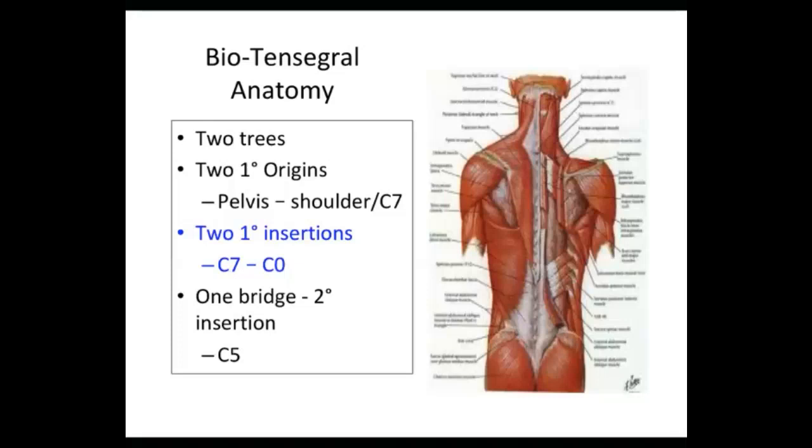So that's some tensegral kind of physiology. Let's talk about some bio-tensegral anatomy, okay? And this is the way I see things, okay? I see this as one tree, and I see it as two trees, okay? So the human body has two trees. It has this big tree, okay, and it's the pelvis. The top of the pelvis is earth.